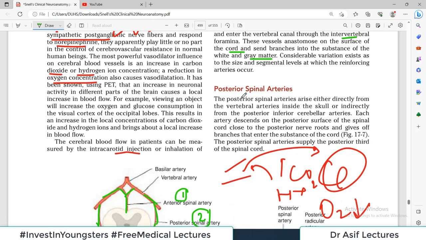अब जरा इनकी थोड़ी सी डिटेल्स पढ़ते हैं कि जो पोस्टीरियर स्पाइनल आर्टरीज हैं जो कि कितनी थी. They were two in number. The posterior spinal arteries arise either directly from the vertebral arteries inside the skull or indirectly from the posterior inferior cerebellar artery. ये बात हमने पहले भी की थी. Each artery descends on the posterior surface of the spinal cord, इसीलिए इसका नाम पोस्टीरियर स्पाइनल आर्टरी है. The posterior spinal arteries supply the posterior one third of the spinal cord.